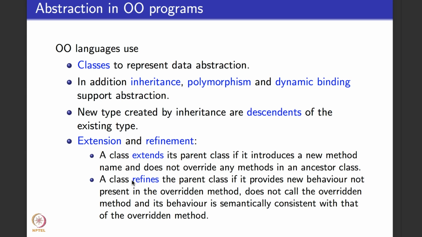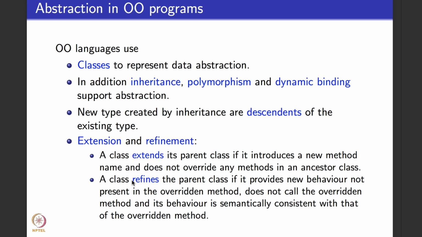The central entity in abstraction is that of classes. Classes represent data abstraction. In addition to classes, we have features like inheritance, polymorphism, and dynamic binding that also support abstractions. And how is a new type created? A new type could be created by inheritance. And as the word says, if a new type is created by inheritance, then whatever is created is called a descendant of the existing type of abstraction.